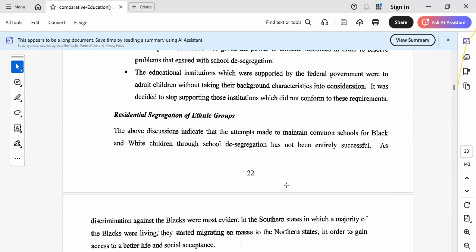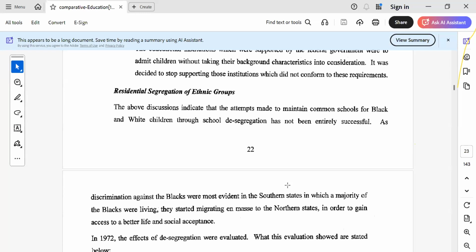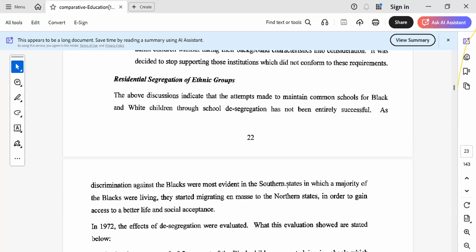So, residential segregation of ethnic groups. The above discussion indicates that the attempts made to maintain common schools for black and white children through school desegregation have not been entirely successful. As discrimination against the blacks was most evident in the southern states, in which the majority of the blacks were living, even the residential areas were segregated. So the whites don't like to stay with blacks.